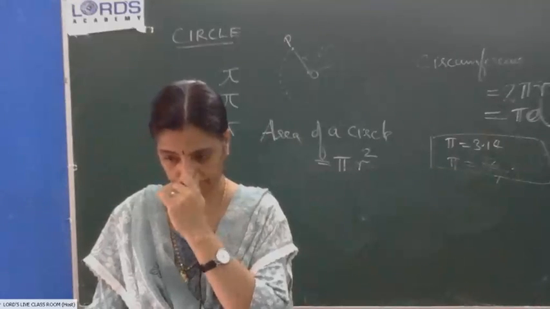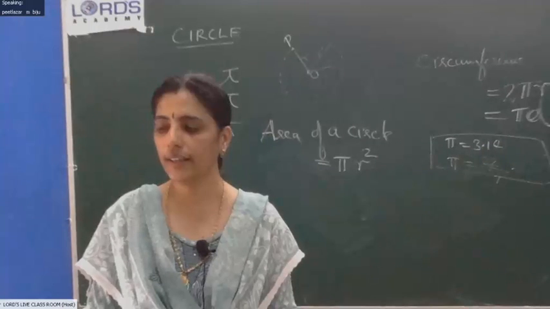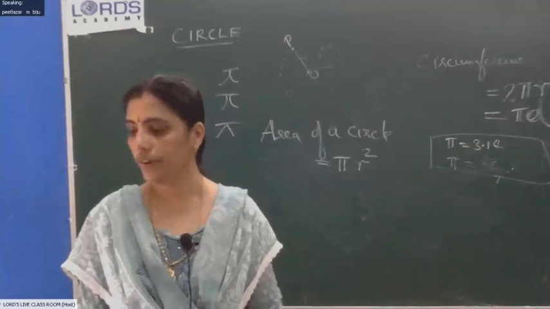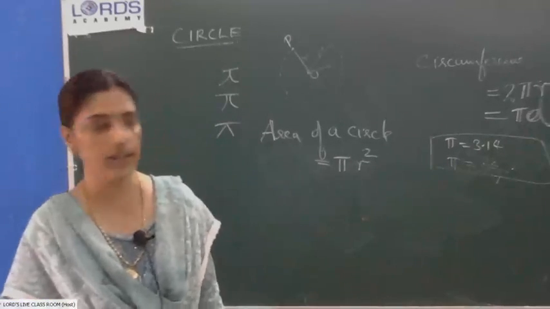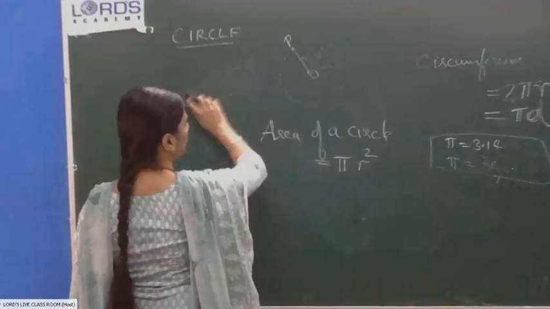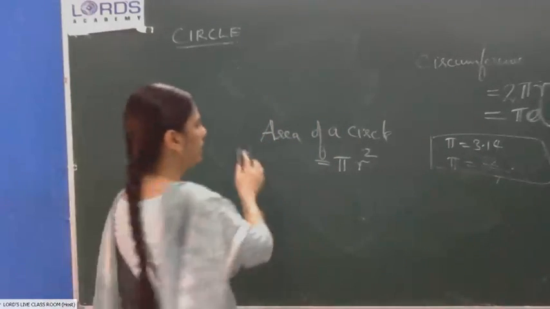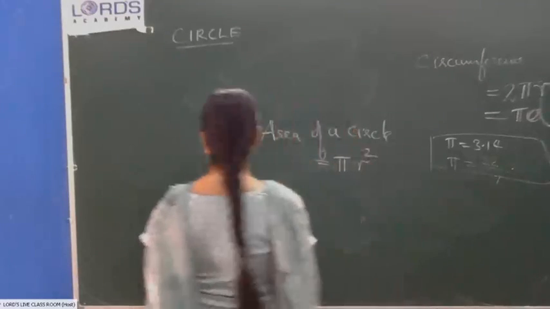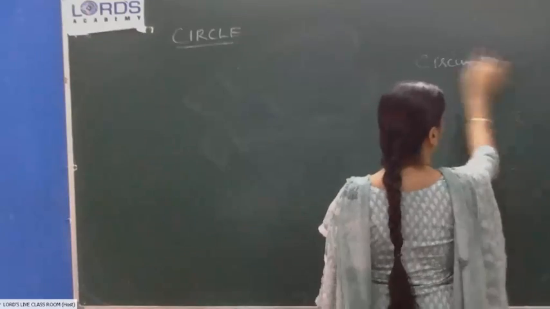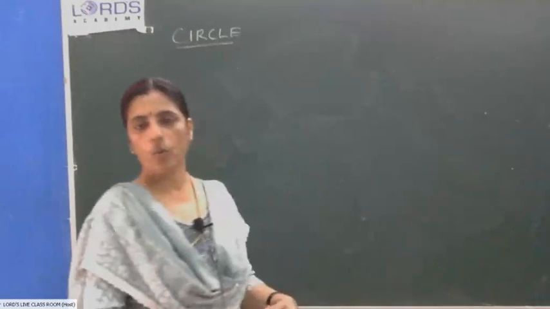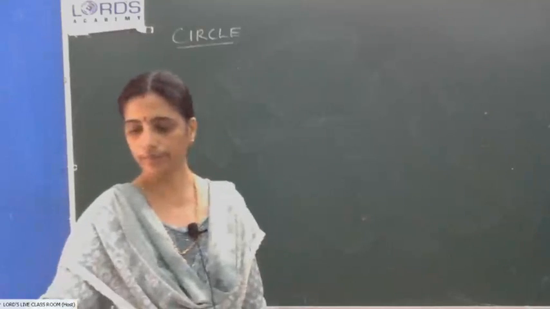First question. Find the radius and area of a circle whose circumference is 132 centimeter. They are asking what is the area.